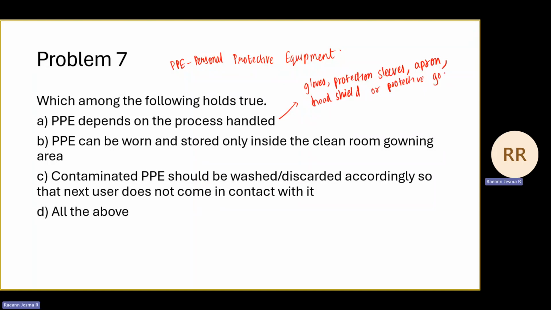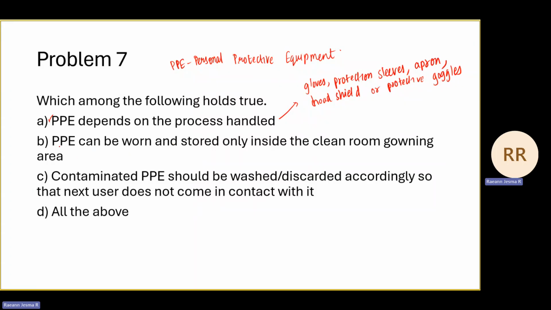But when we are doing some dry etch process and so on, we do not need the protection sleeve or head shield or protective glasses. So the PPE will depend on the process handled. So this is correct. Okay, next, option B is PPE can be worn and stored only inside the clean room gowning area. So that is true.